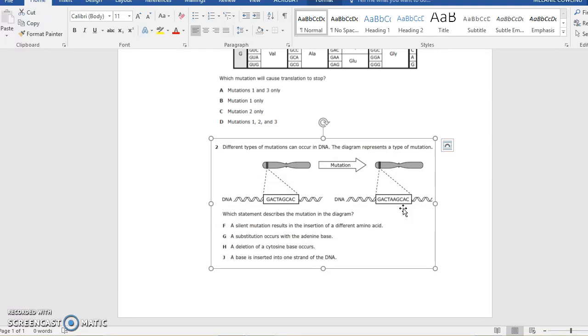Being that there is an extra base at the end, doesn't it make sense to think that this has gotten longer? If it's gotten longer, then it sounds like there has been an insertion. So the mutation is an insertion. However, you see this trick answer right here? Look at F. A silent mutation results in the insertion of a different amino acid.